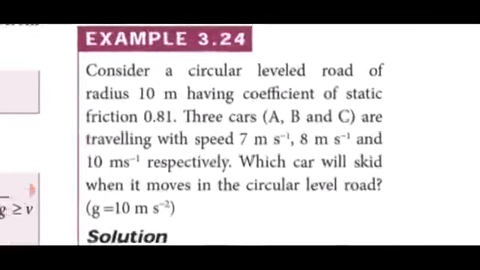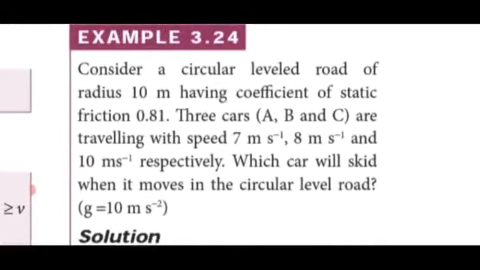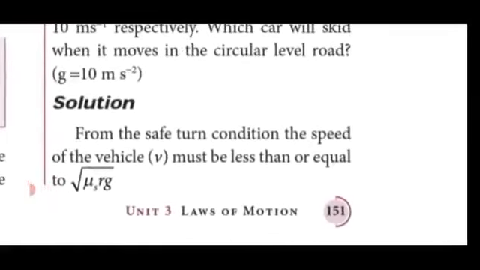See the question. Consider a circular leveled road of radius 10 meter having coefficient of static friction 0.81. Three cars A, B and C are traveling with the speeds 7 meter per second, 8 meter per second and 10 meter per second respectively. Which car will skid when it moves on the circular road? And g is also given, that is a constant value 10 meter per second square. The solution has to be given. It's a very simple one.